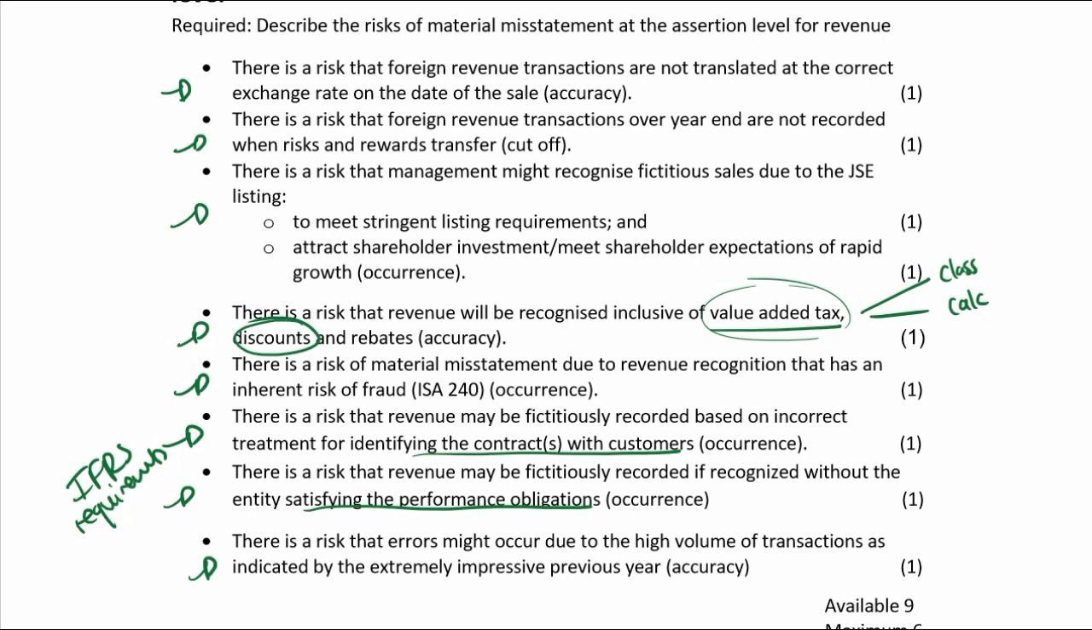All right, so there were some easy, obvious ones that you needed to pick out from the information, and then some that you need to know your IFRS requirements to highlight those risks in the actual recording of the revenue. All right, now we're going to move on to significant risks.